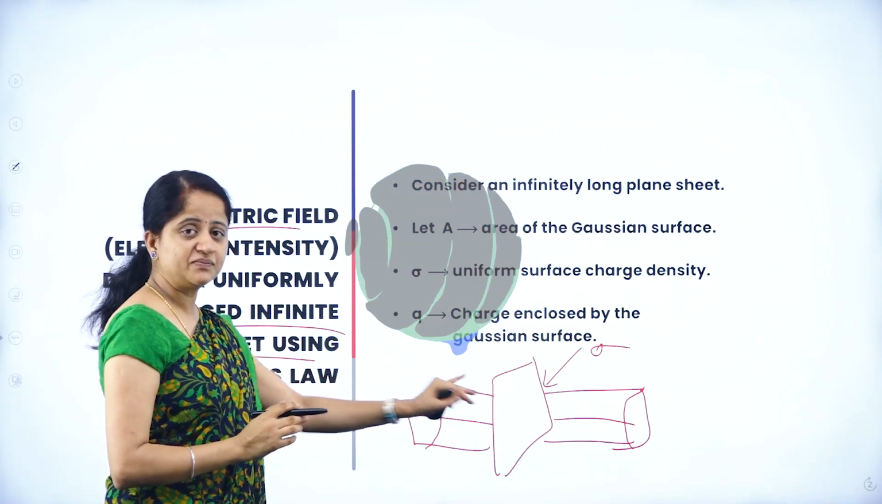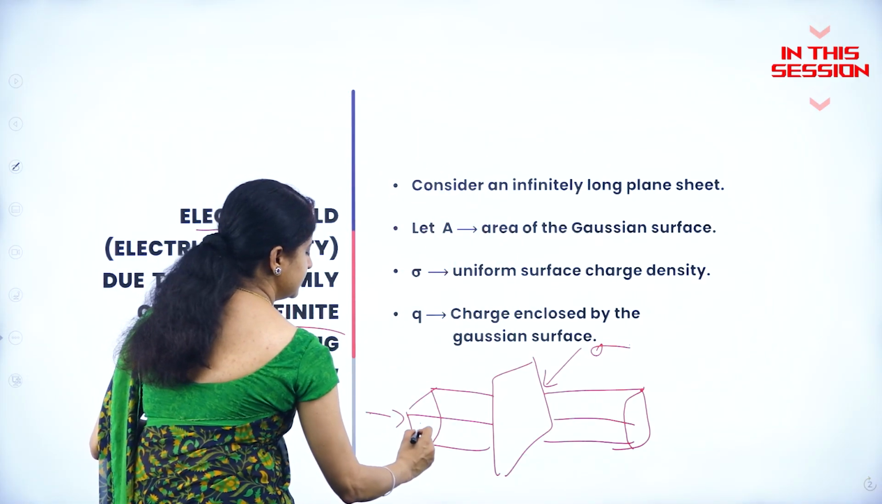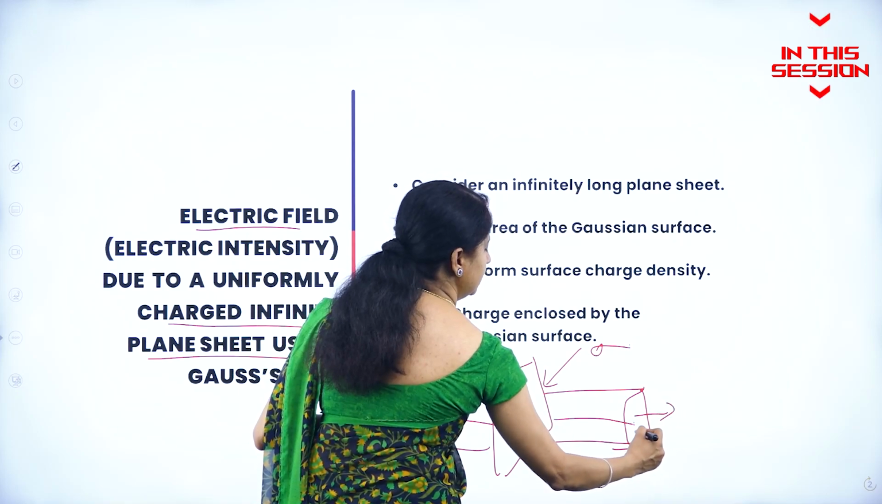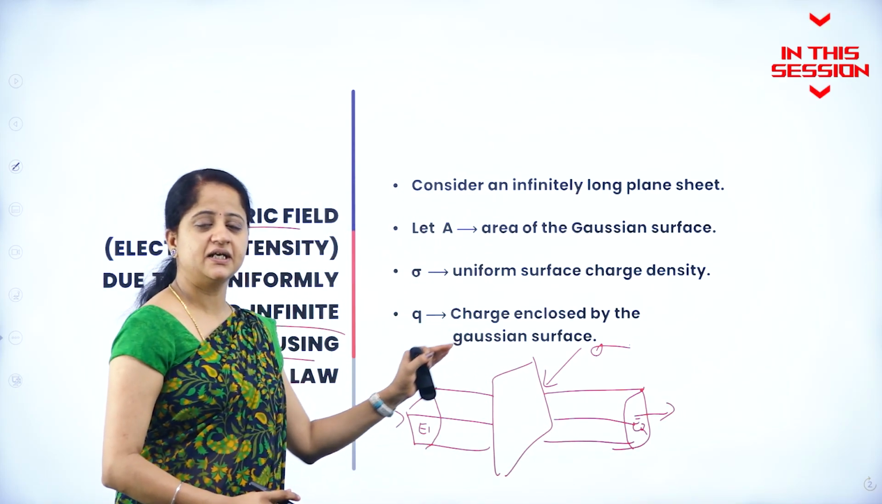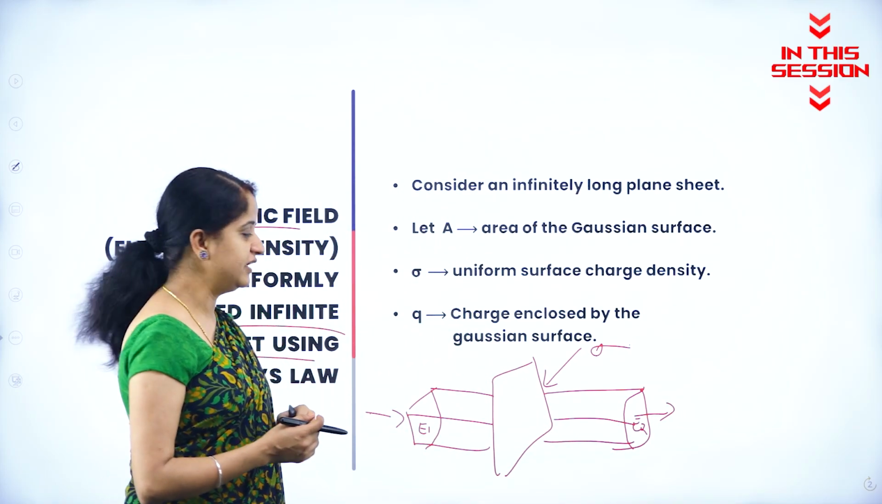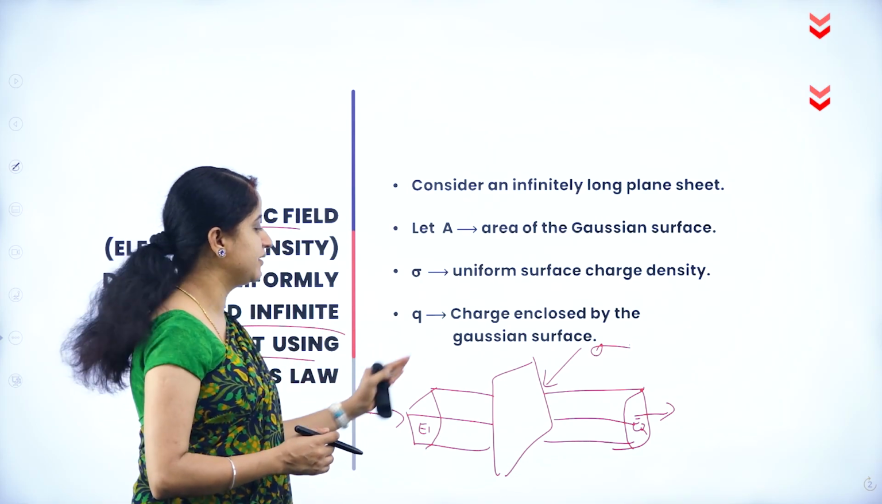The charges are enclosed by this surface. It has two ends. So this is end 1 and this is end 2. And this will help us in the flow of electric field, that is electric flux is contributed by two ends.